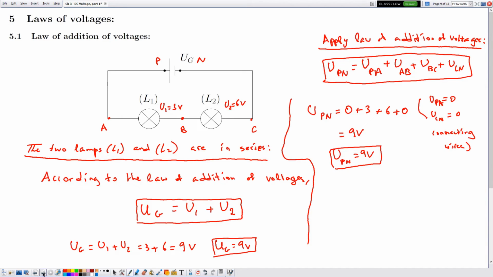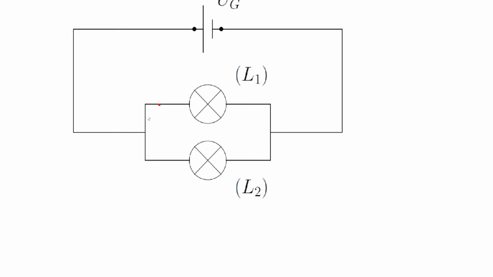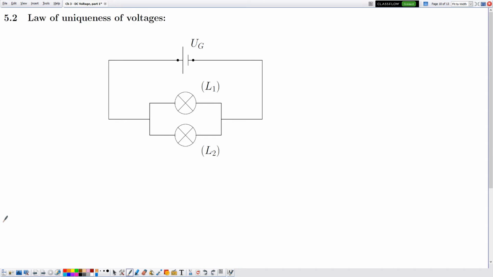Now the other law regarding the law of voltages is the law of uniqueness of voltages. Then here first let's notice that the lamps L1 and L2 are in parallel, and this is because this is the first terminal of the lamp L1, which is connected to the first terminal of the lamp L2, and the other terminal of the lamp L1 is connected to the other terminal of the lamp L2. Therefore the lamps L1 and L2 are in parallel. Then let's write down the two lamps L1 and L2 are in parallel.